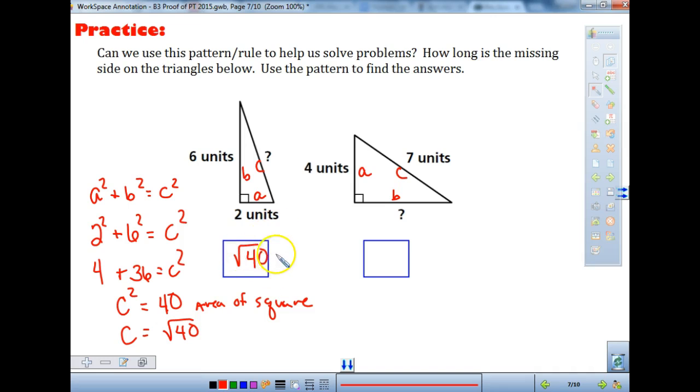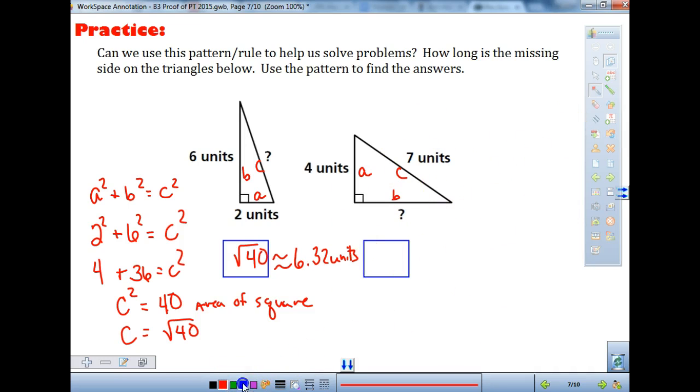Okay? Now, you should have your calculators and put that in. We do know that it's between 6 and 7. And as you put that in your calculator, we'd put 6.32 units. Let's try the next one.